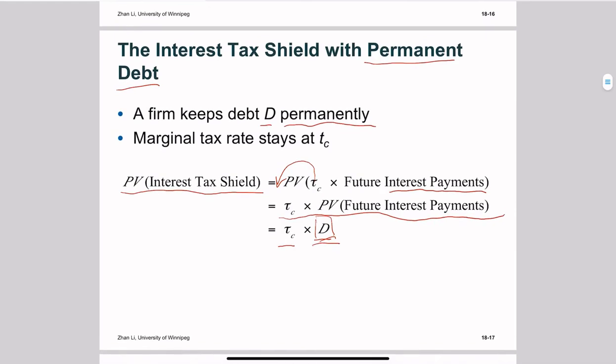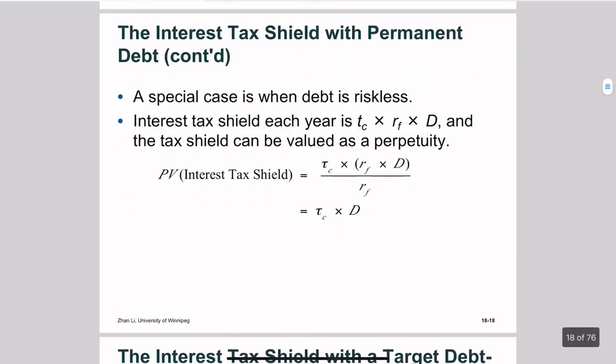One important note here is you can use this formula to value both riskless debt and risky debt. A special case is when debt is riskless. Of course, we know that if this permanent debt is riskless, the valuation formula is still the same, right? Corporate tax rate times the level of debt.